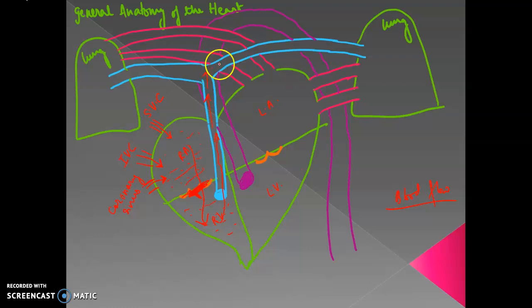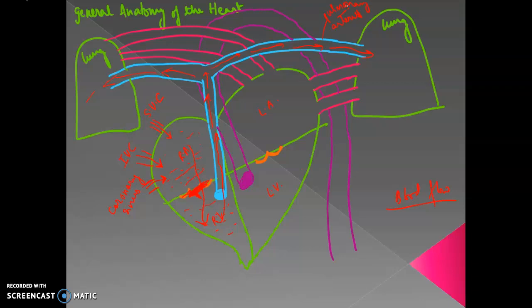And then from the pulmonary trunk, blood ultimately reaches the lungs via these two blue-colored vessels. The blue-colored vessels are called pulmonary arteries. Pulmonary arteries. Okay, so let's review this one more time.